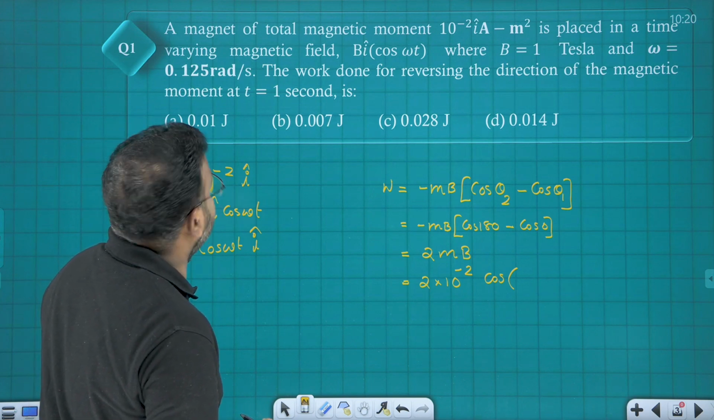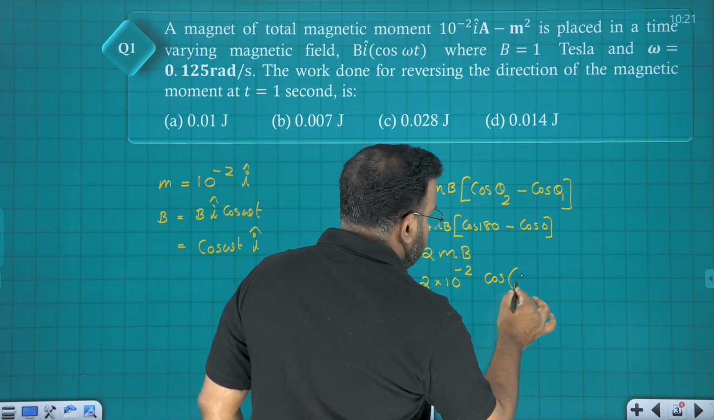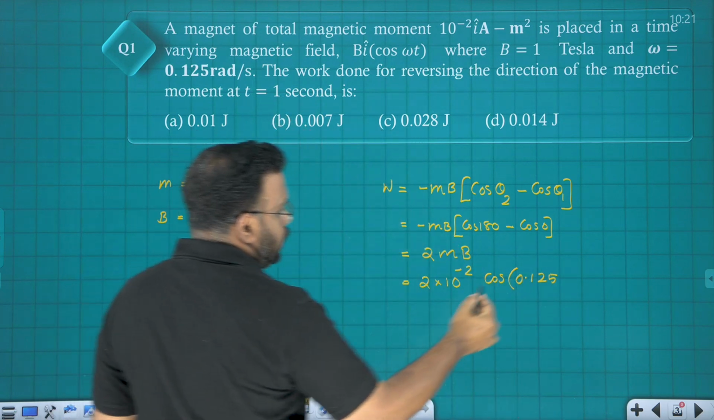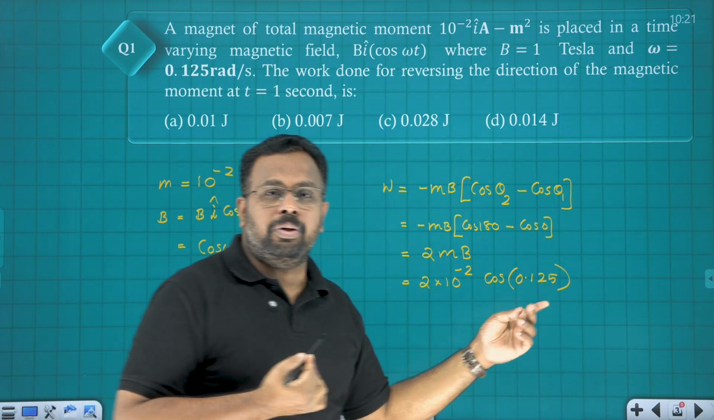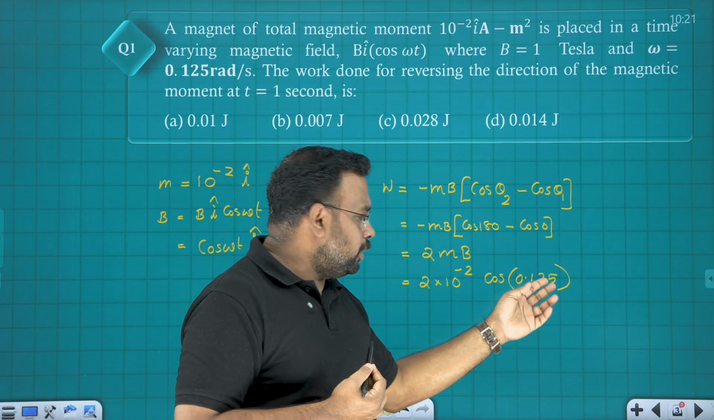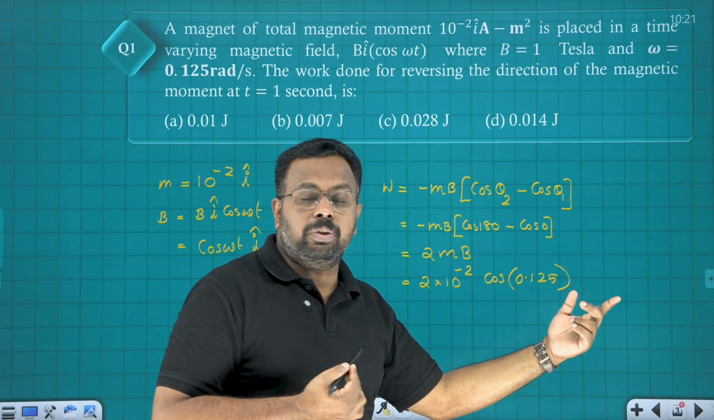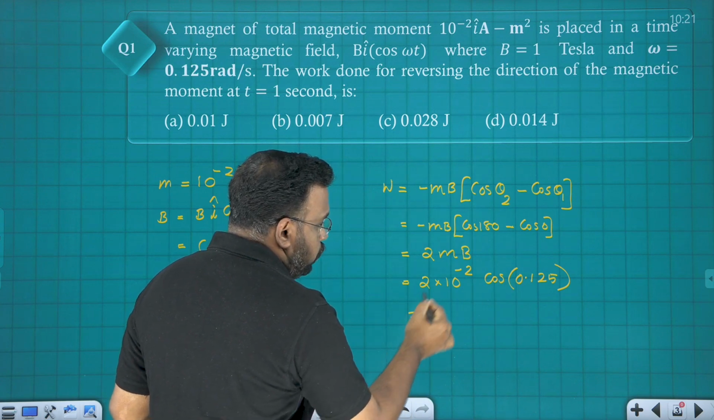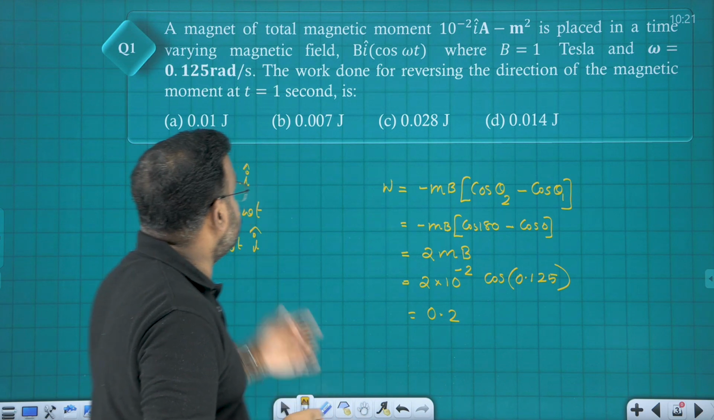What is the omega t value? Omega is 0.125 and time t is equal to 1 second. So it is cos 0.125. Here you can see it is 0.125, so it is close to 0, right? When the angle is very, very small, you know that cos 0 is equal to 1, so this will be close to 1. If it is close to 1, we get 2 into 10 power minus 2, which is 0.02. So the answer will be close to 0.02.